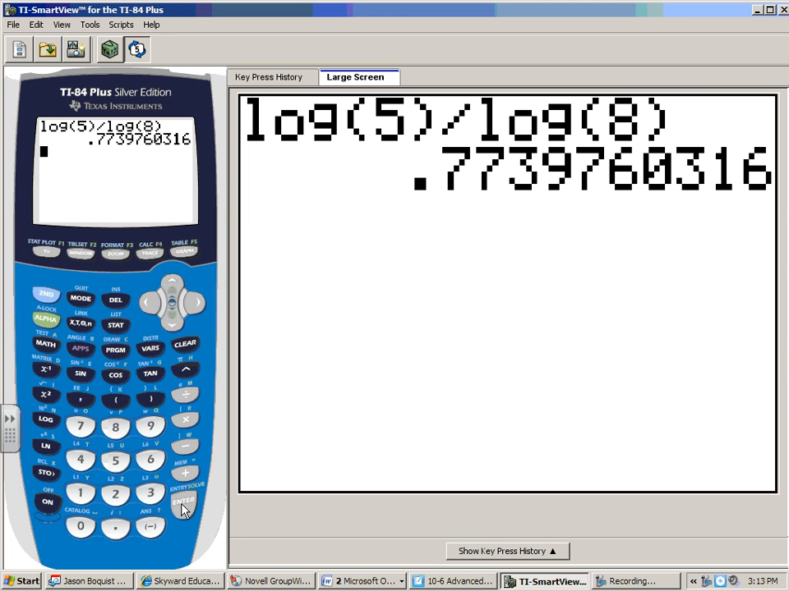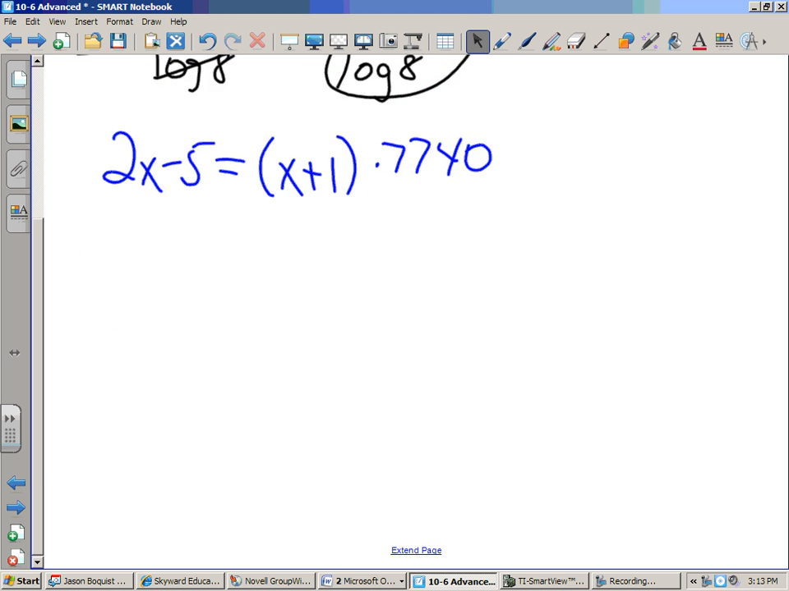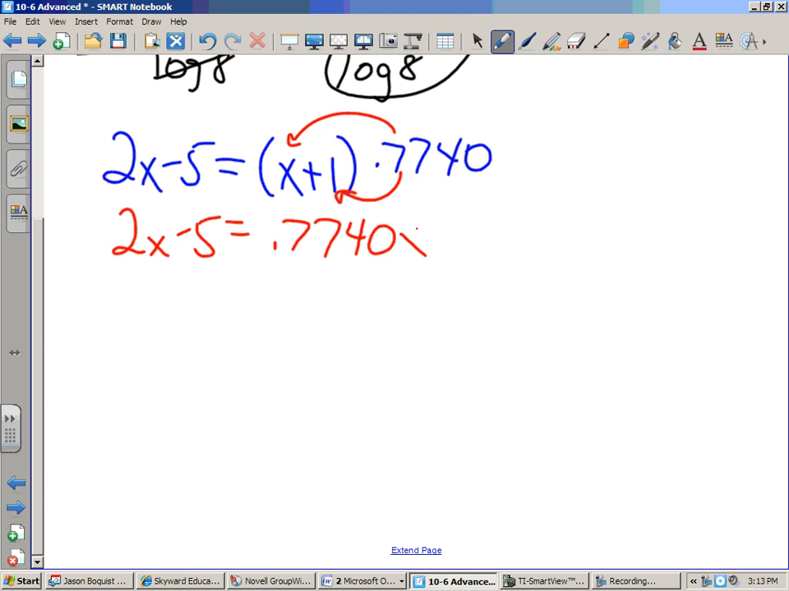Are there any questions how I got to that number? No? So that number is what goes right here, right? Agree with me? I just put a blank there. I don't really need the blank. So are there any questions where we're at so far in this problem? Well, now you unfortunately do have to distribute that relatively unpleasant decimal. So 2x minus 5 equals 0.7740, if you want to leave it on there, x, plus 0.7740.